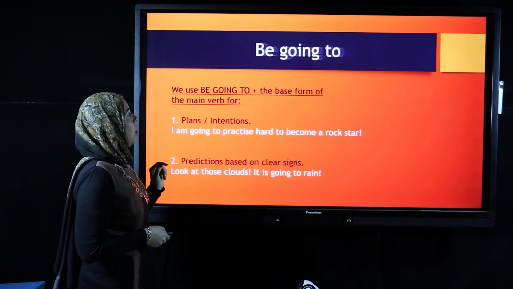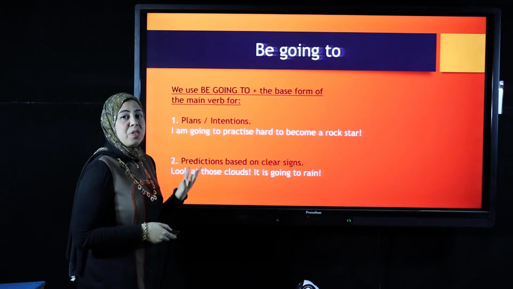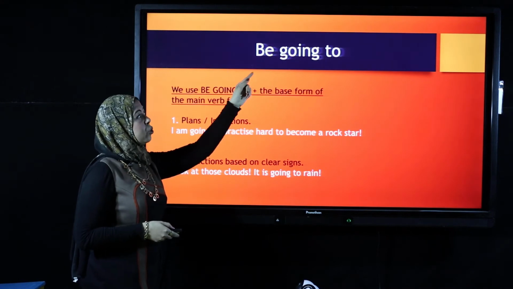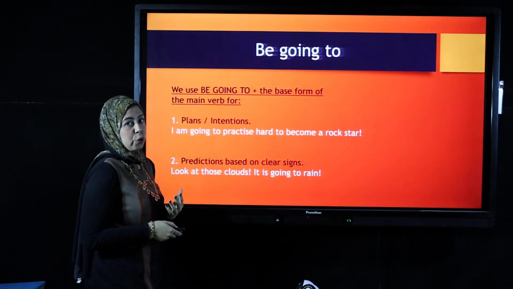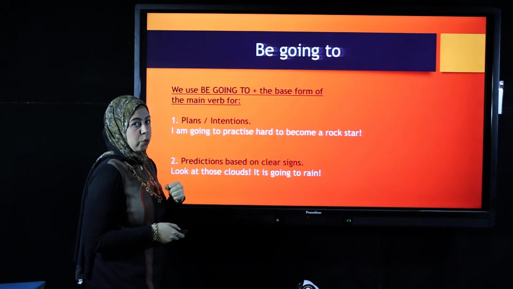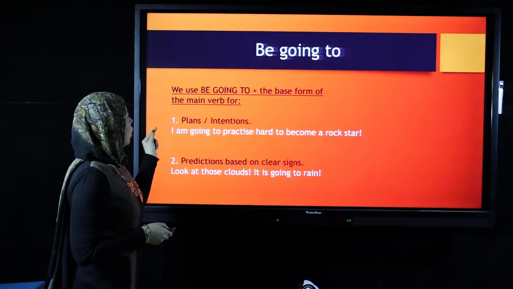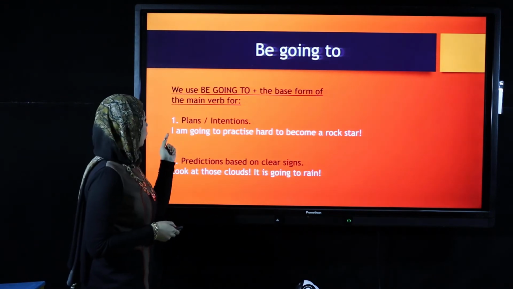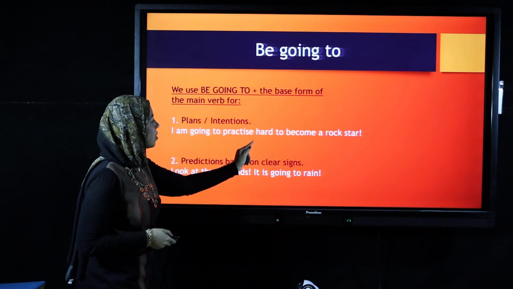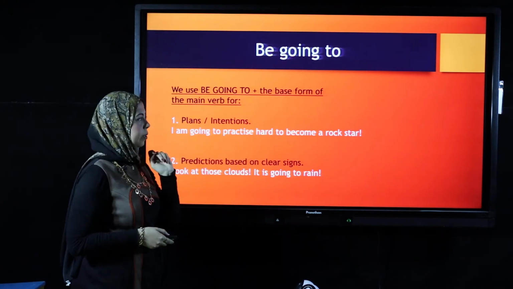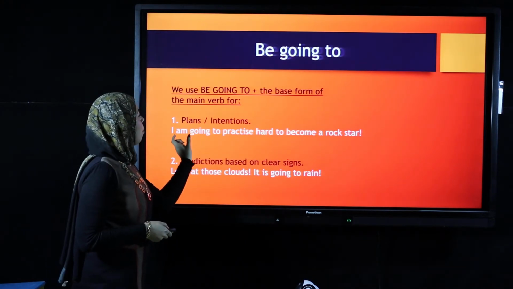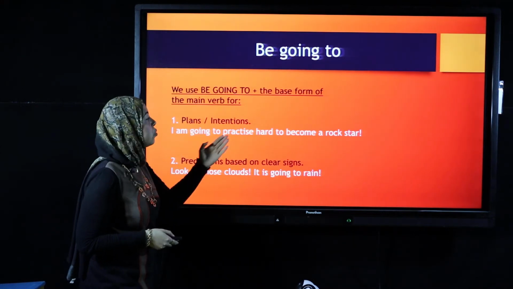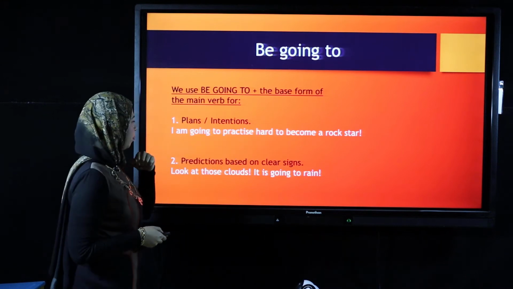Now, another way to express the future is to use be going to. We use be going to express that something is happening in the future, but it's different from will. We use it when we have a plan or intention, like when we say, I am going to practice hard to become a rock star. I'm using am going to express the plan that I have or the intention to be a rock star.